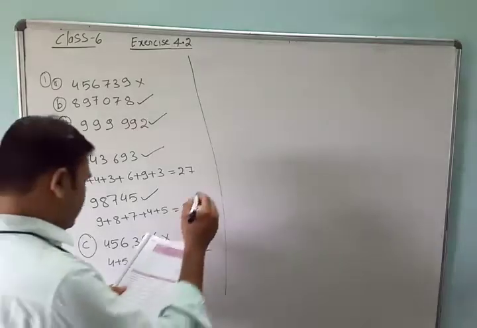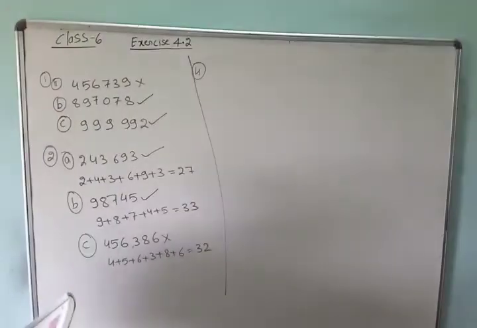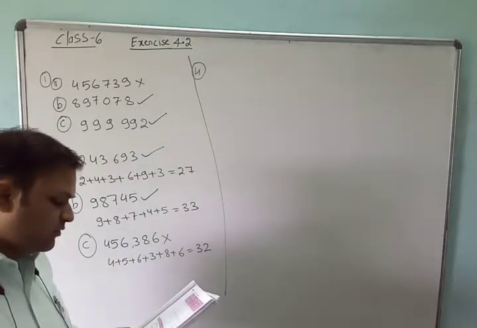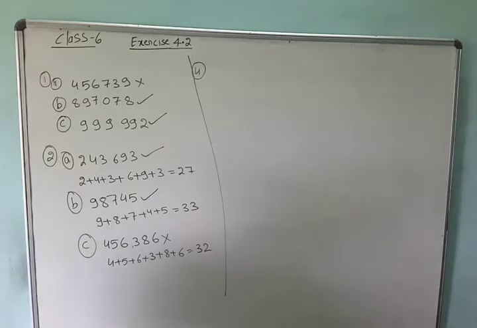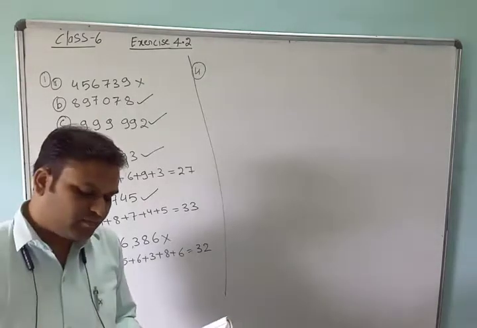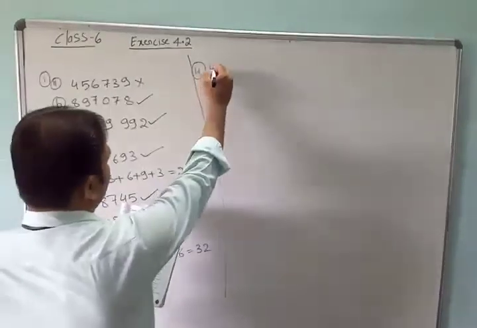Then come on next, that is the fourth question. Using divisibility test, check the number divisible by 5. So 5 is easy, we just have to check the last digit. If the last digit is 0 or 5, then we can say that it is divisible by 5. So our B option is correct.